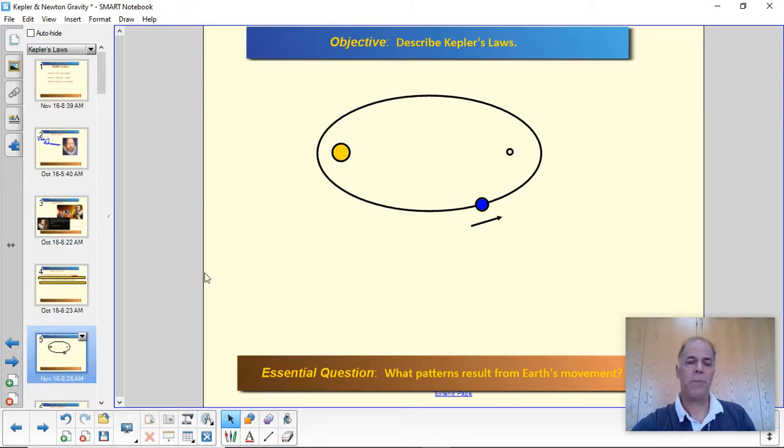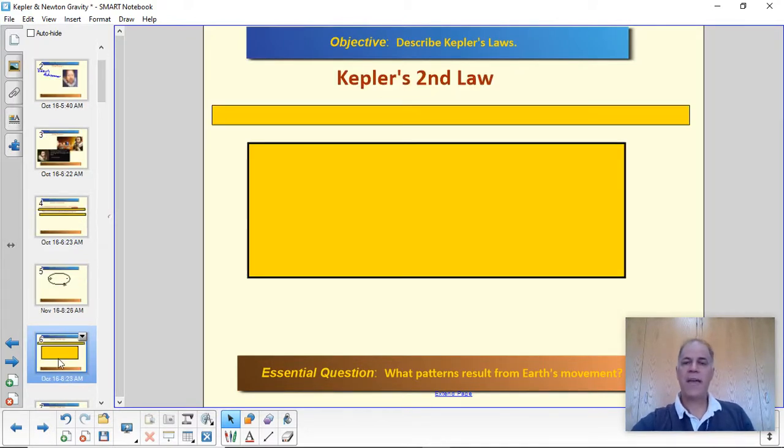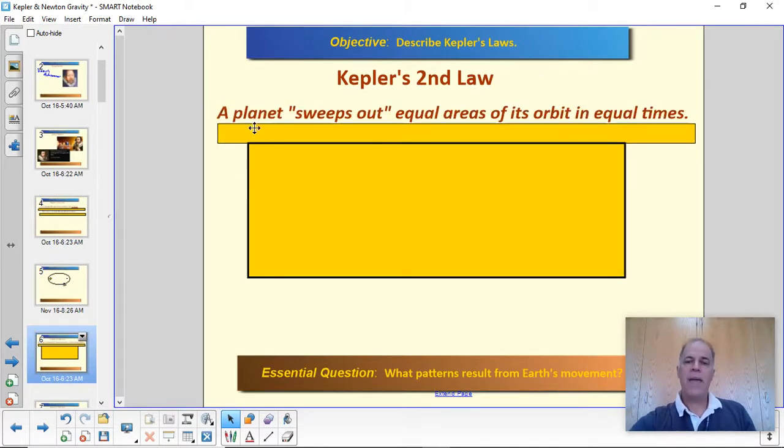And it's probably useful to remember that there's nothing at the other focus of the ellipse. Okay, second law. This is going to sound weird at first, but it'll make sense in a moment. A planet sweeps out equal areas of its orbit in equal times. That's the second law. Now, what do we mean by this?